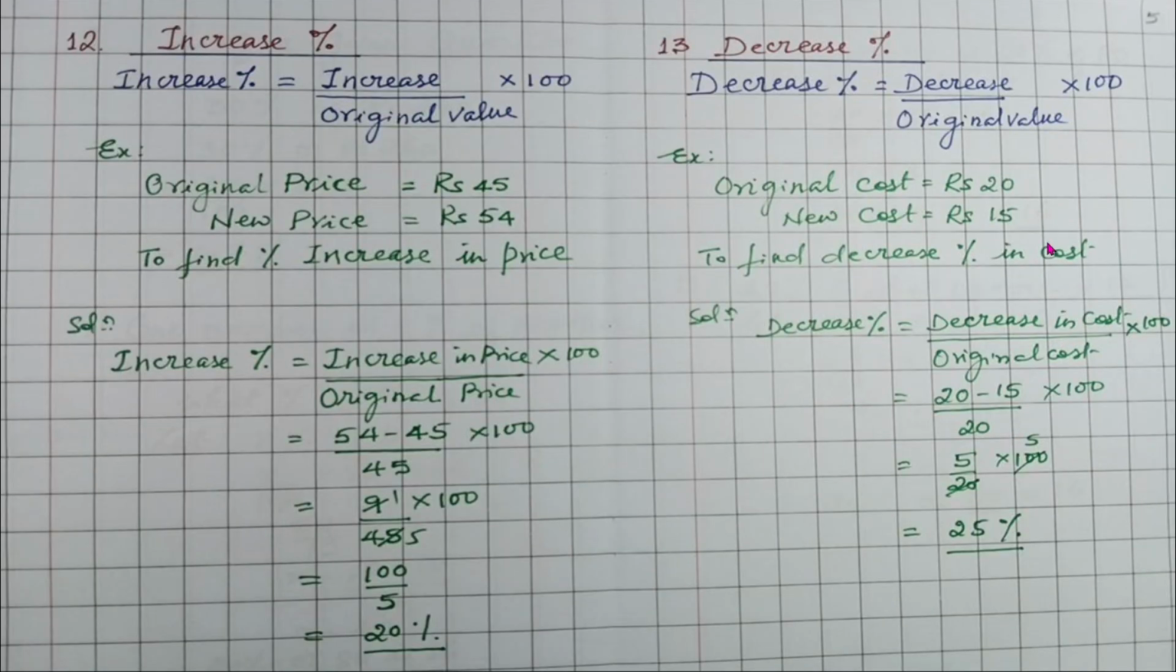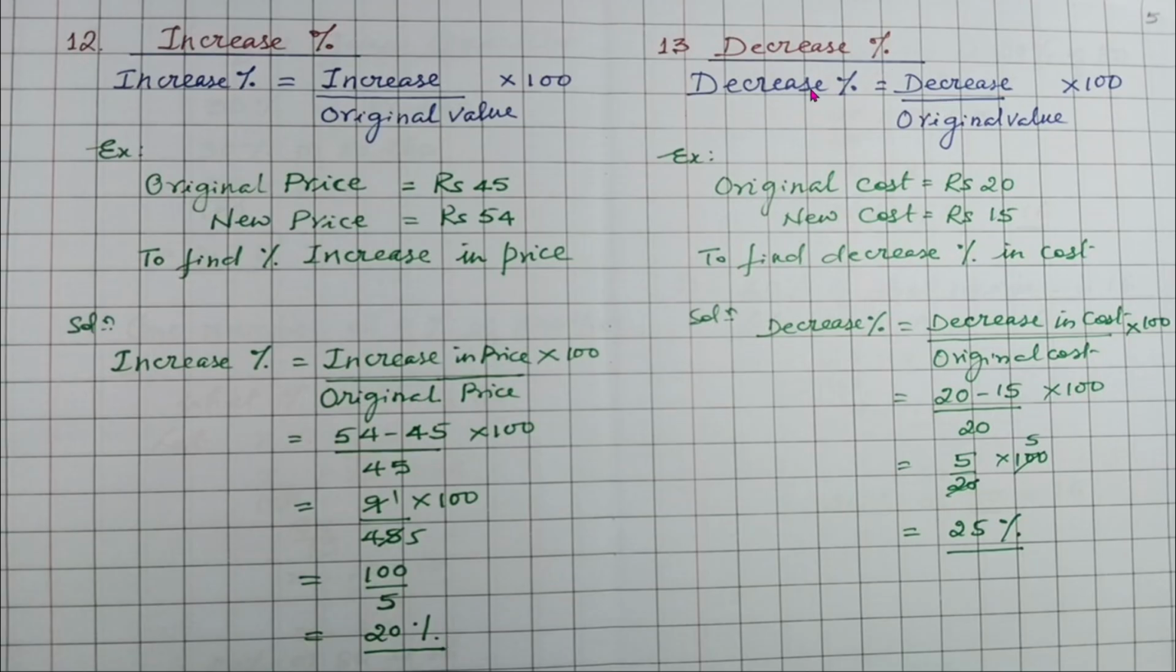So please remember that. Now, increase percentage. Increase percentage is equal to increase upon original value into 100. For example, if the original price of an article is rupees 45 and the new price is rupees 54, we have to find the percentage increase in price. The method is very simple. The increase percentage is equal to increase in price upon original price into 100. The increase in price is 54 minus 45, that is 9, and the original price is 45. Dividing by 45, into 100 becomes 100 by 5, that is 20%. So that is the increase percentage in price.